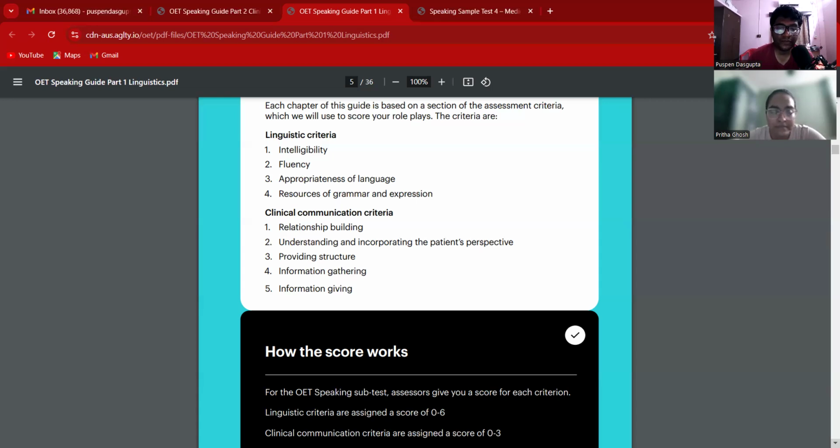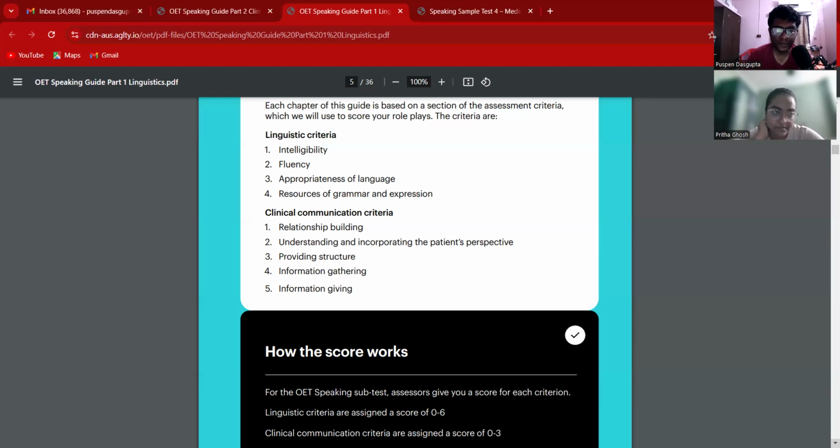Clinical communication criteria is more or less how we used to communicate during MRCS: how you build the relationship with the patient, you pause to understand what they are saying, you acknowledge their concerns, that is incorporating the patient's perspective, and the communication should be in a structured manner. So you should move from understanding what they are saying to explaining what is required to be done, and you can even tell them that first I will explain what is required, then I'll give you some advice. At the end, if you have any questions, you can ask me. So that structure you can clearly mention before you start getting into the proper communication.